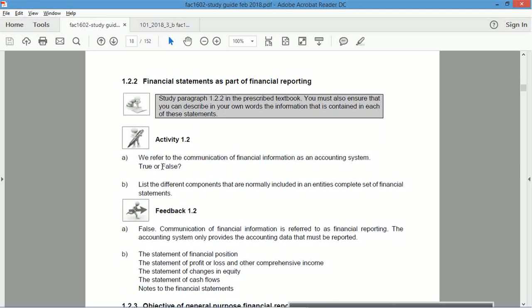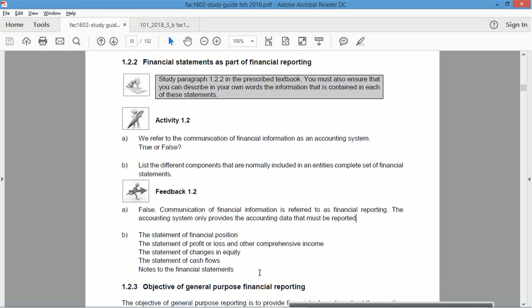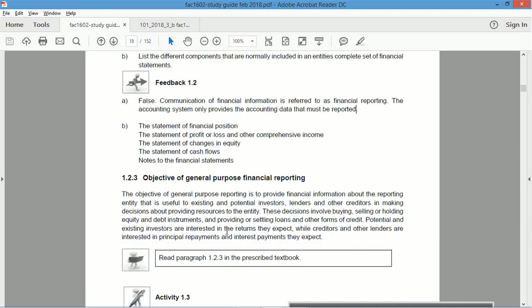Right, then they've given you a note here about communication. We refer to the communication of financial statements as an accounting system. That's obviously false. We know communication is not an accounting system. Communication is how we express the information, which is the disclosure, the reporting. Right, so it's false, it's referred to as financial reporting. List the different components that are normally included in an entity's complete set of financial statements. You've already told me the different statements, so that's good.